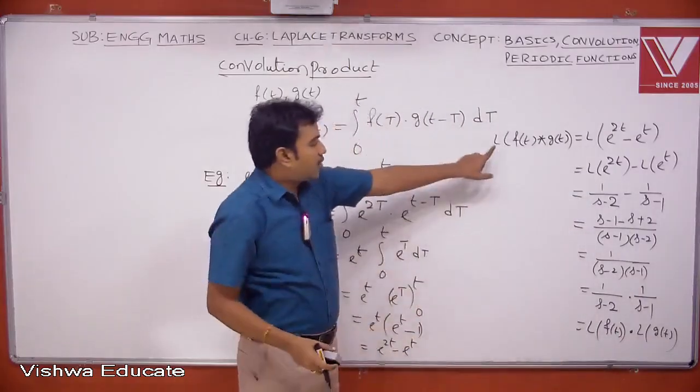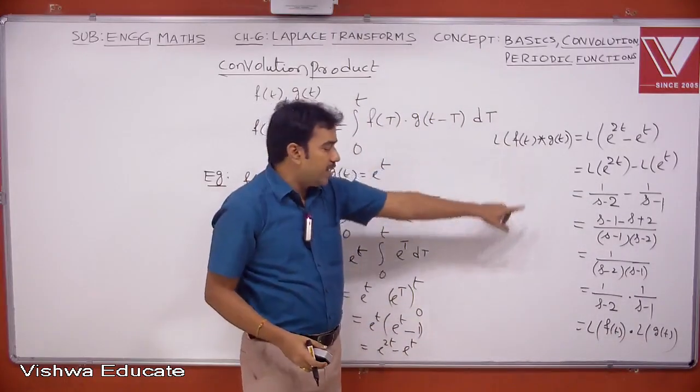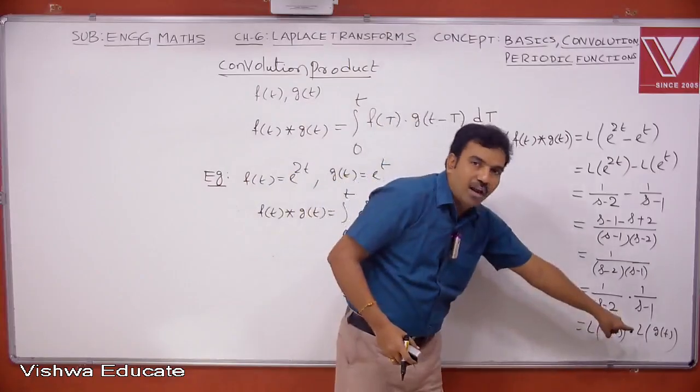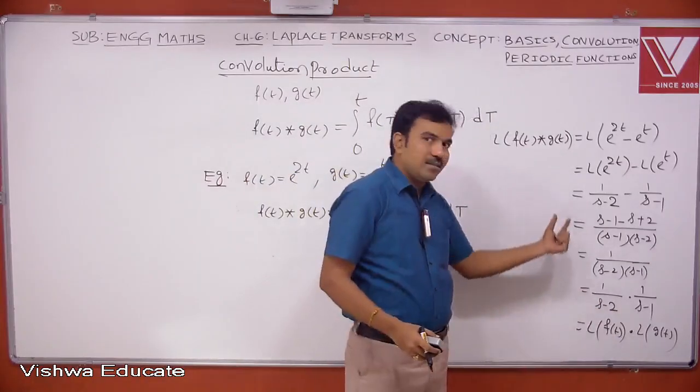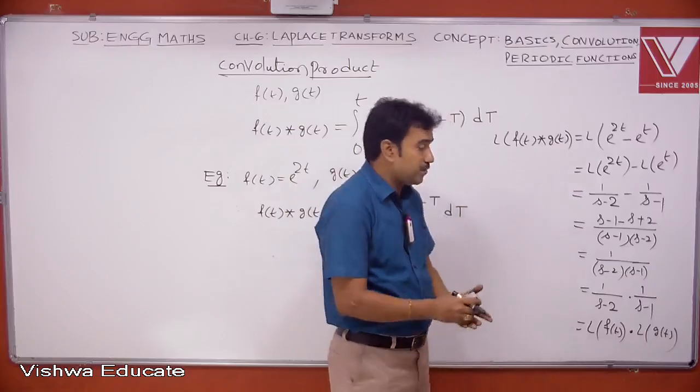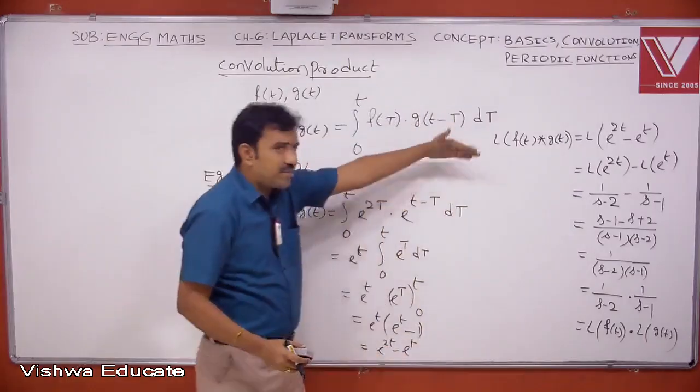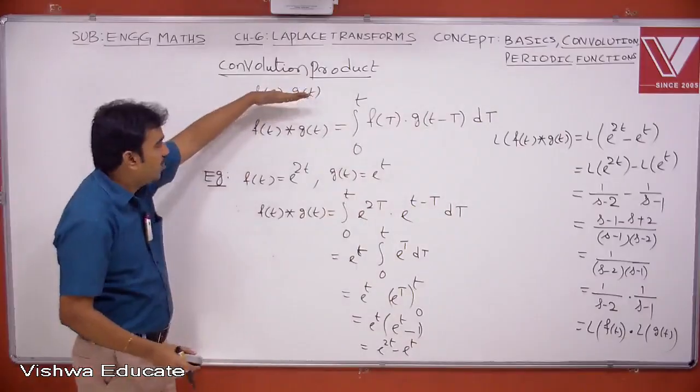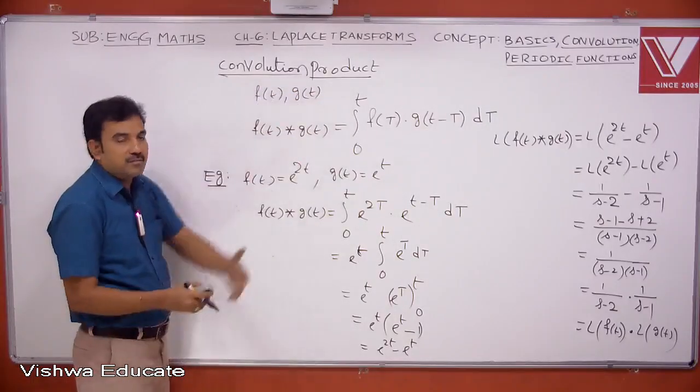Therefore Laplace of f of t star g of t is L of f of t dot L of g of t, and basically this result is called the convolution theorem. Anyhow, I will write this as a separate statement. So let us write this definition first.